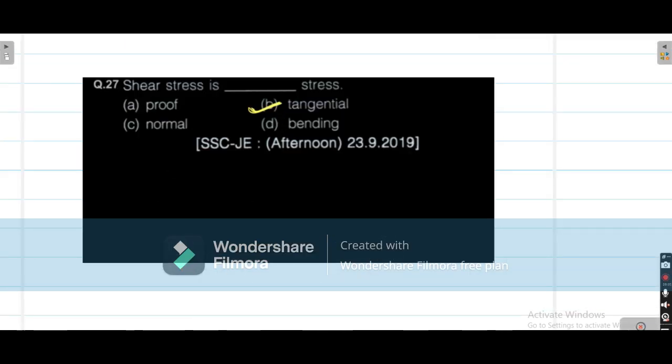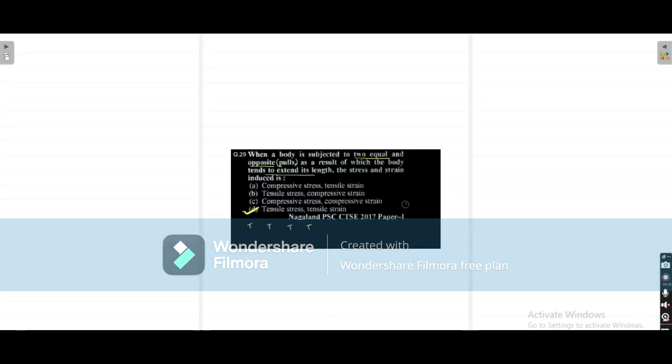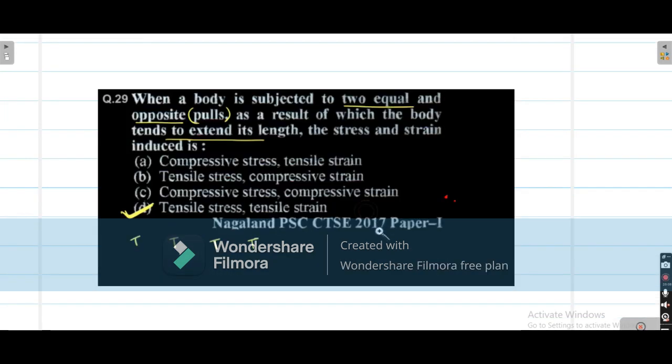Okay, next. Shear stress both bar moi discuss korisu. Shear stress nothing but it is a tangential stress, option B to correct hoy, question number 27. Next, coming to question number 29: when a body is subjected to two equal and opposite pulls, as a result of which the body tends to extend its length, the stress and strain induced. So jodi body to length to extend korise, that means elongation produce korise, length to bahi koise, that means tensile kotha koise. Right, tensile stress and tensile strain, option D to correct hobo.